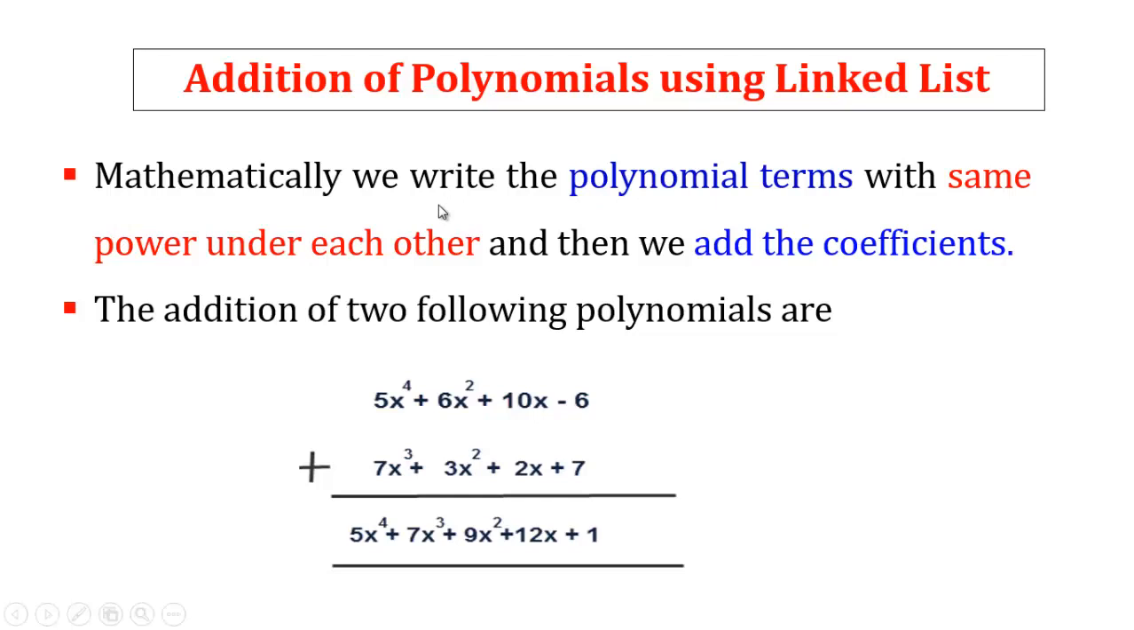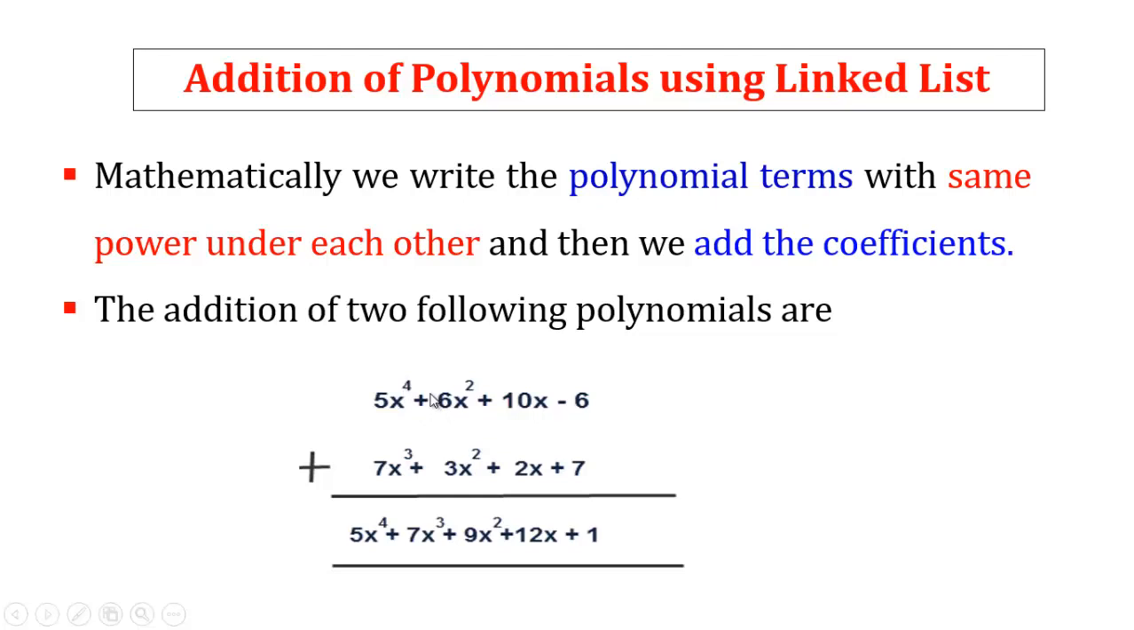Mathematically, we write the polynomial terms with the same power under each other and then we add the coefficients. Take an example: 5x power 4 plus 6x power 2 plus 10x minus 6. This is polynomial 1. We have to represent each and every term. Each term has a coefficient, followed by a variable name, followed by a power or exponent, and we can use either a negative or positive sign here.